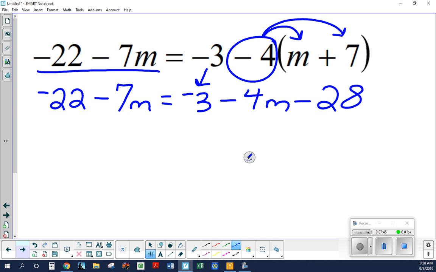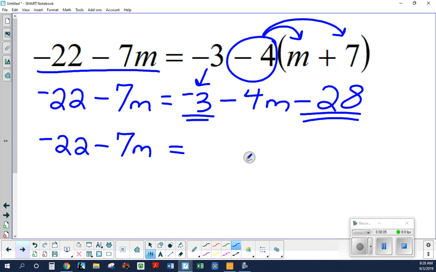You've done that process. Now I still have one more thing to do on the right-hand side here. I need to combine like terms because I see I have 2 like terms that I can combine. The negative 3 and the negative 28 are constants. That means I can combine them together. So I'm going to rewrite the problem. But I'm going to combine these 2 together. And it doesn't matter if you put the negative 4m first or if you put the negative 31 first, as long as they both have a minus or a negative sign in front of them.